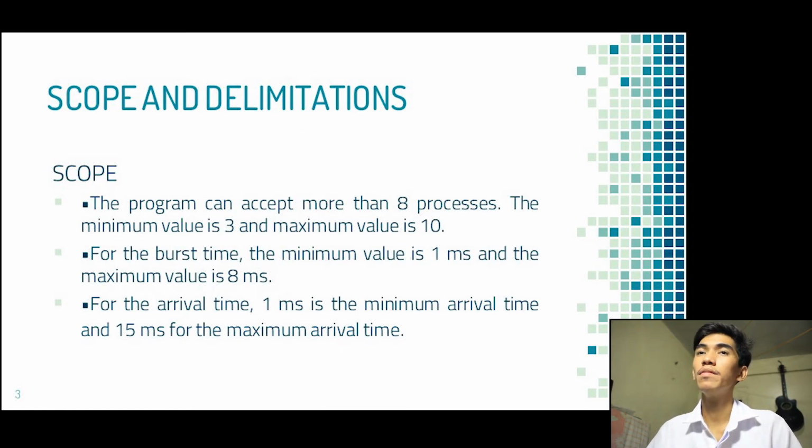For the scope and limitation, first the scope. The program can accept more than 8 processes. The minimum value is 3 and the maximum value is 10. Next is the burst time, with a minimum value of 1 and a maximum value of 8. The arrival time is 1 at the minimum and 15 ms at the maximum.